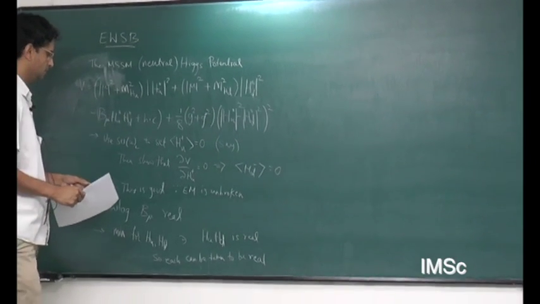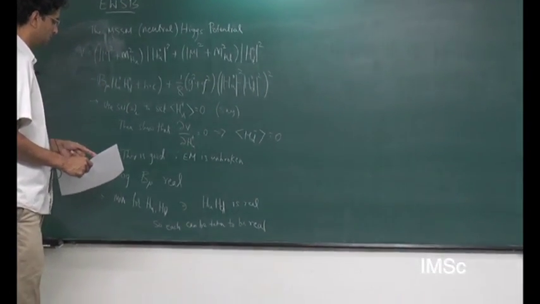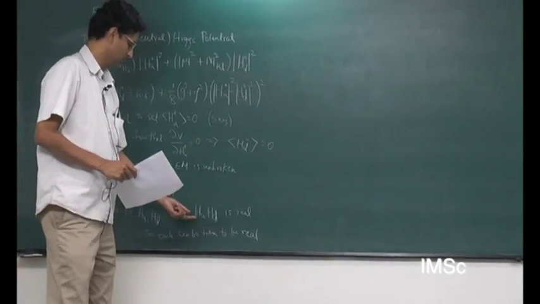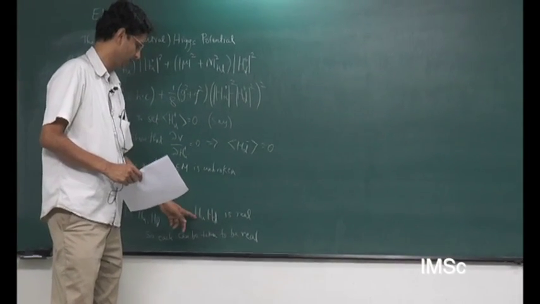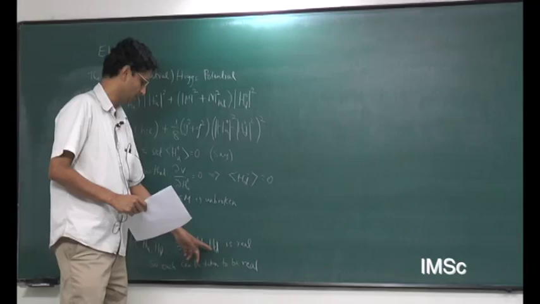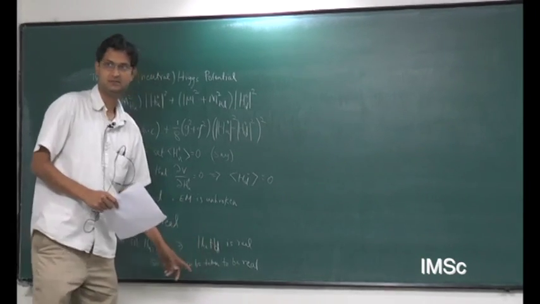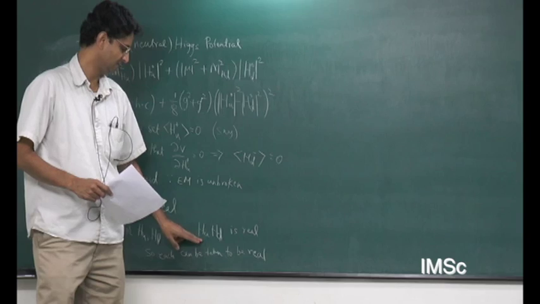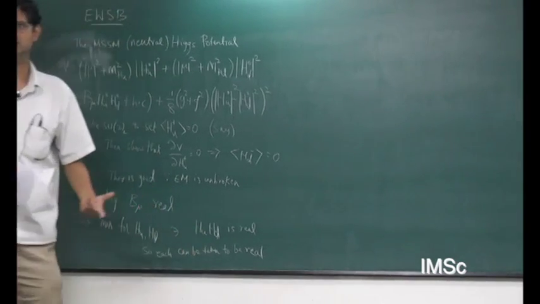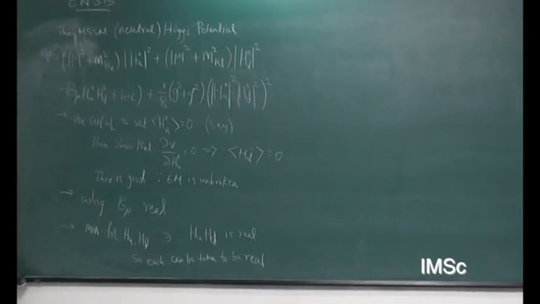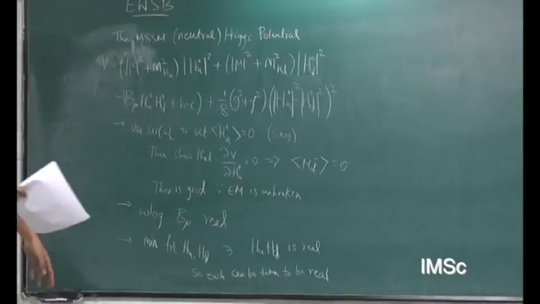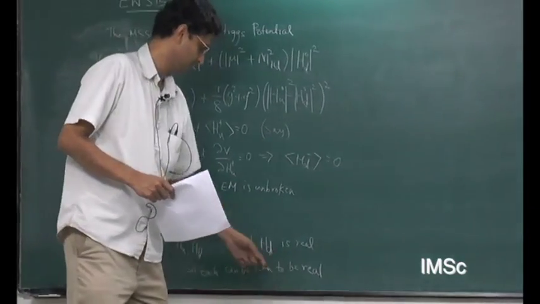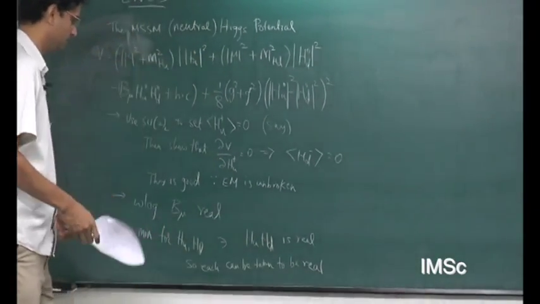So if this has to be real, any phase in this and the phase in this should be opposite, right? And because this also has opposite hypercharge, you can use the hypercharge invariance in order to get rid of the phase. So that is a statement that you can take each one of these to be real.